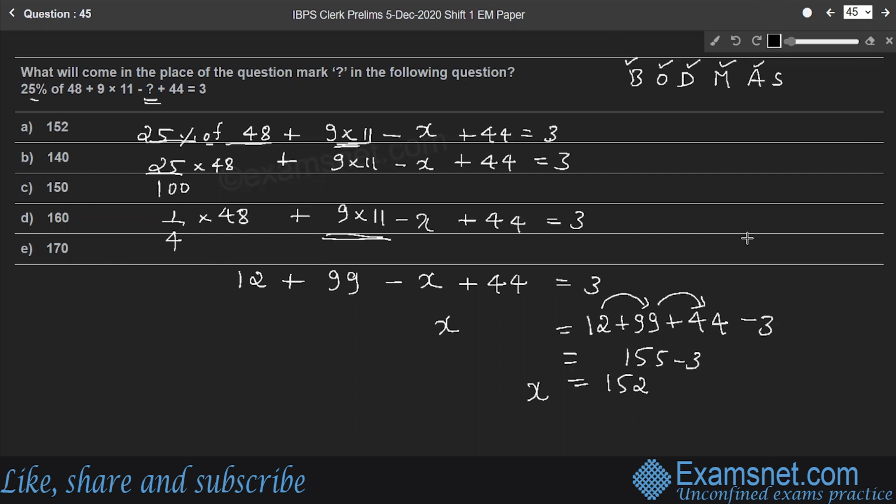Therefore, 152 is the answer. Therefore, in place of question mark, the value is 152. Hence, option A.